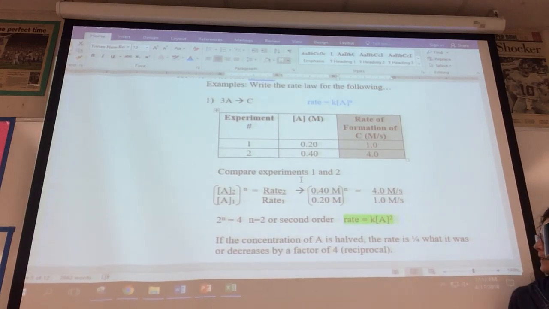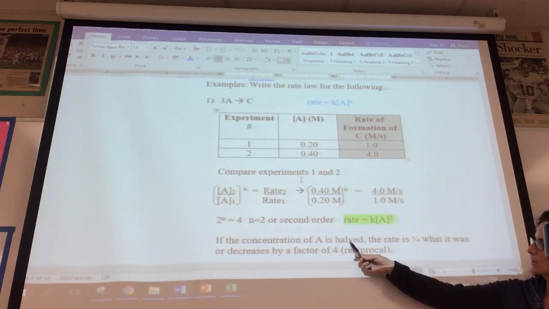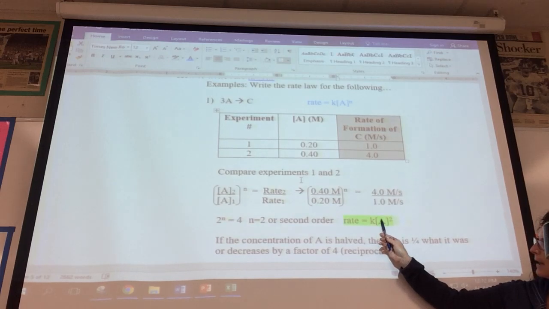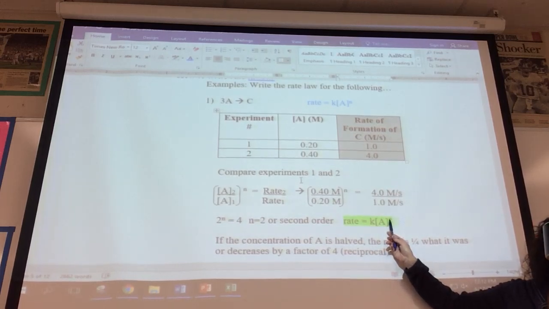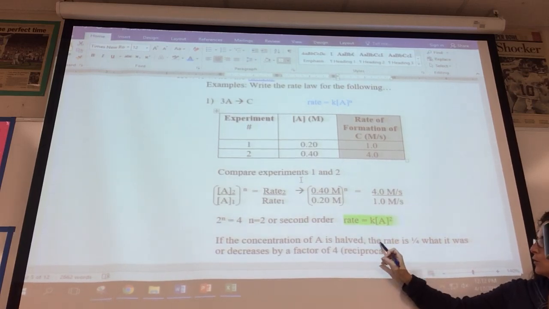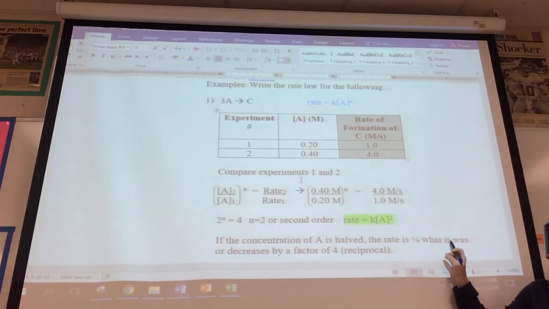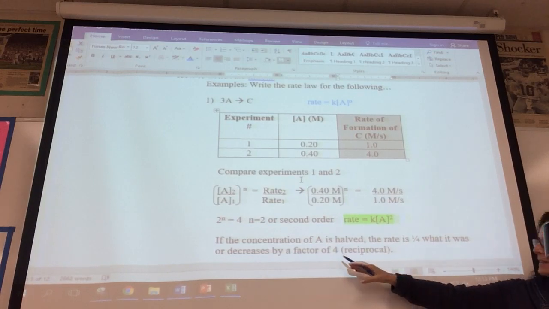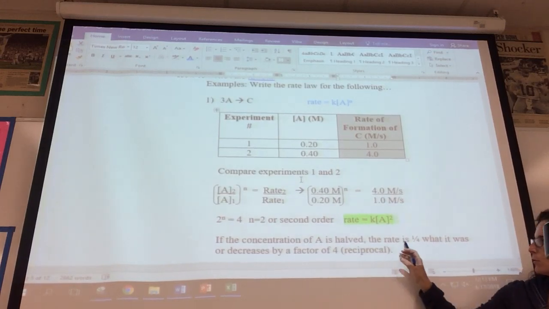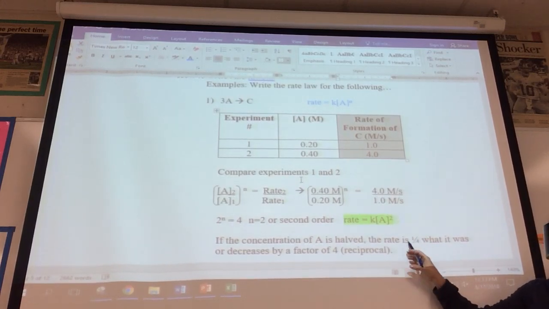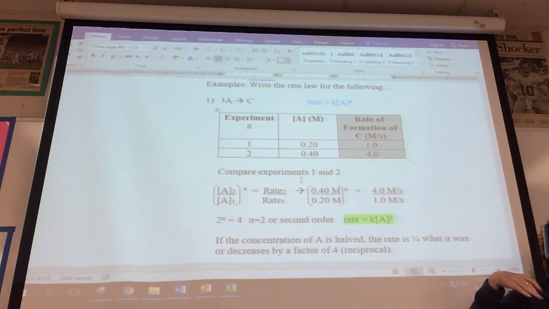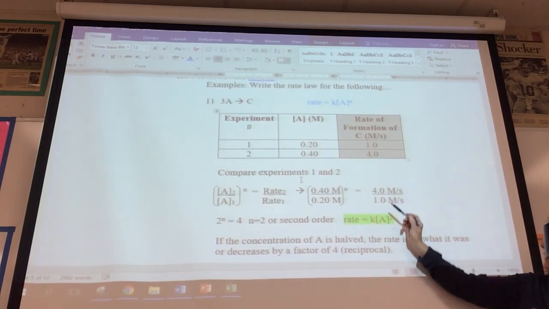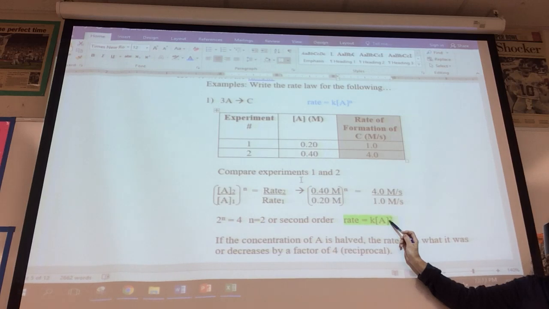Now I can interpret it. If the concentration of A is halved, I'm going to put a half here. What's 1/2 squared? 1/4. So the rate is either 1/4 what it was, or it's easier to say that it decreases by a factor of 4, which is the reciprocal here, just like we just did. So from data, I can derive the rate law.